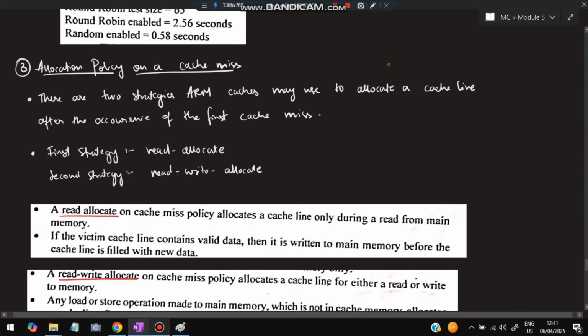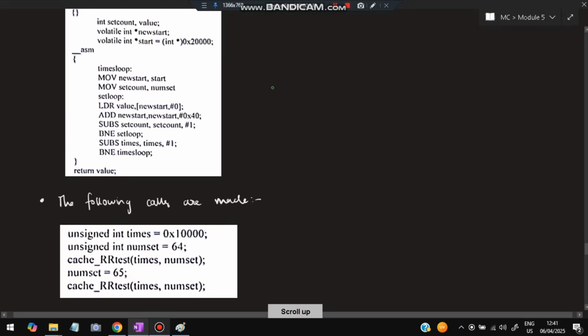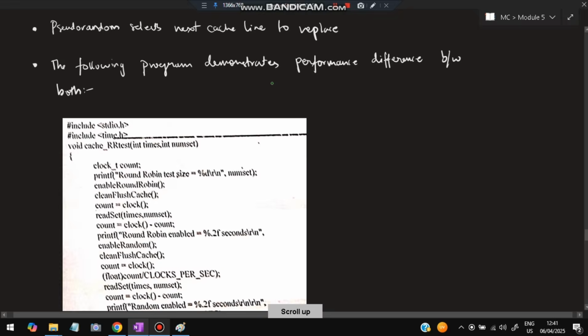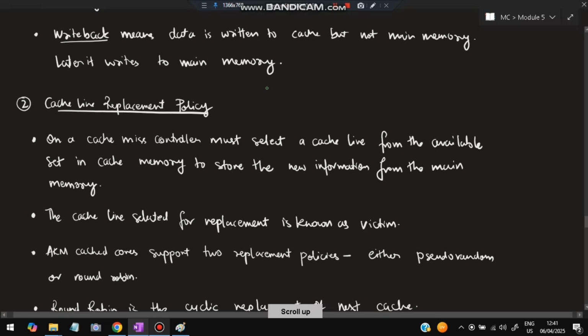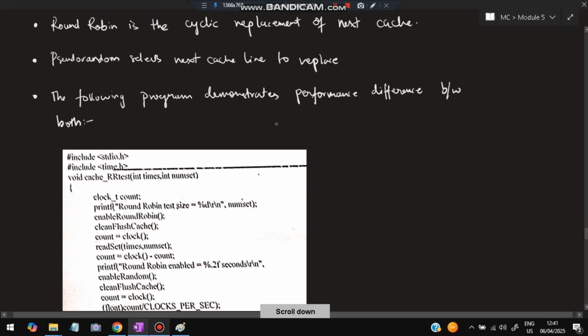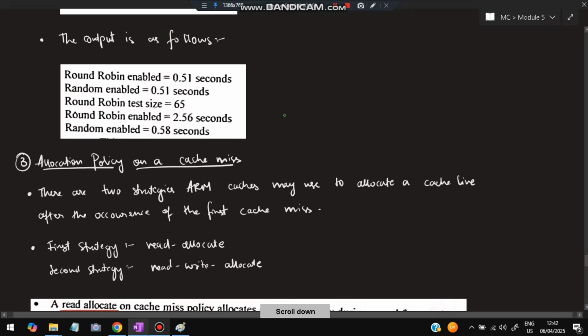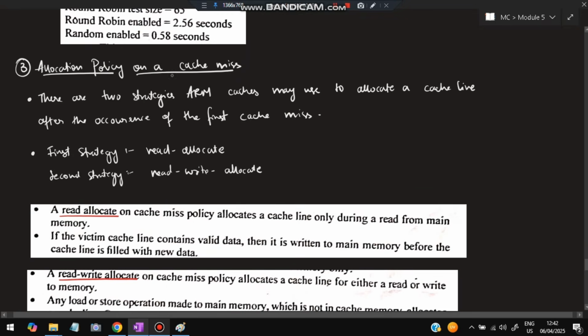Next is the allocation policy on cache miss. This is the third one. Three policies are there. The second one is replacement. But the first one was about what? Write policy, right? You already understood how we write the data, whether we store it in the main memory or in the cache. Next is replacement, round robin and pseudo random, and the third one is allocation policy on a cache miss.